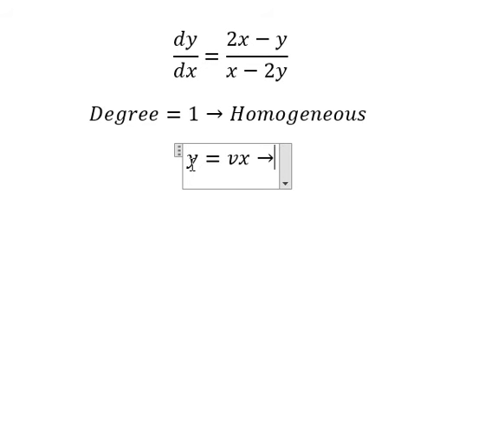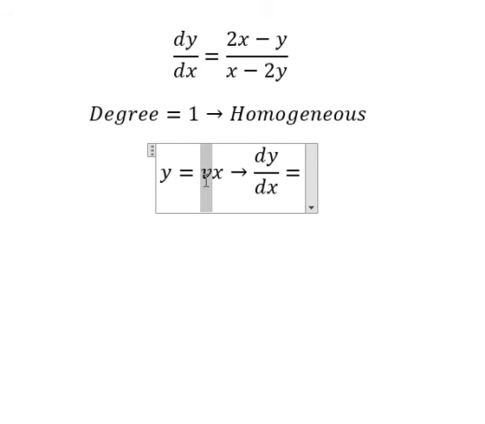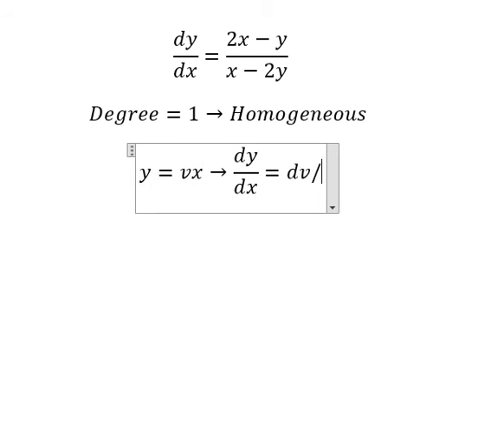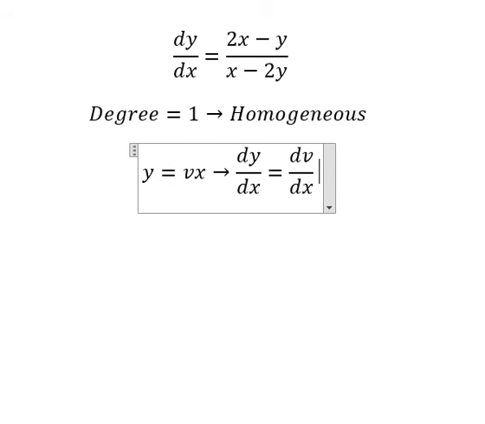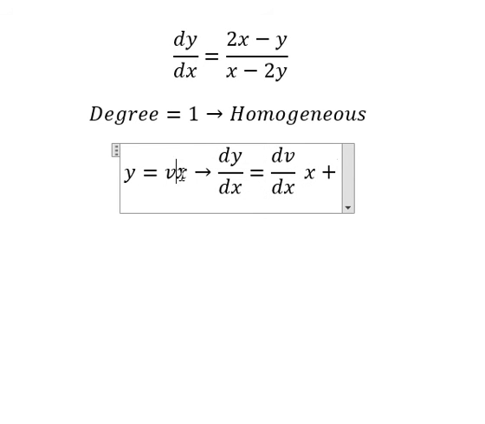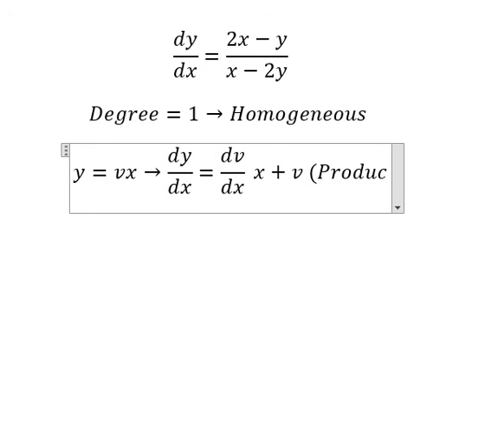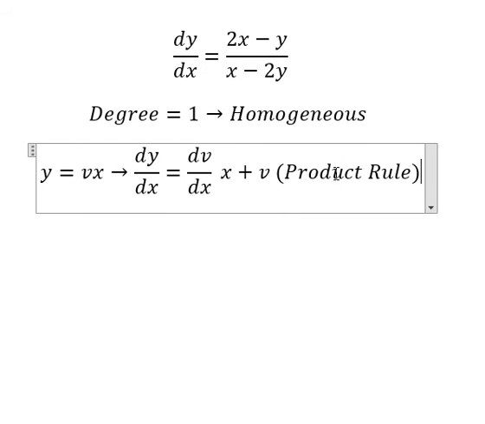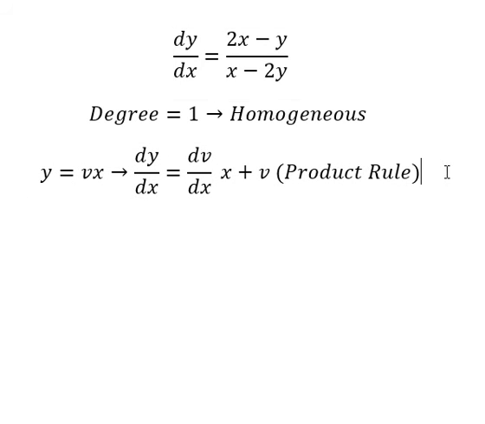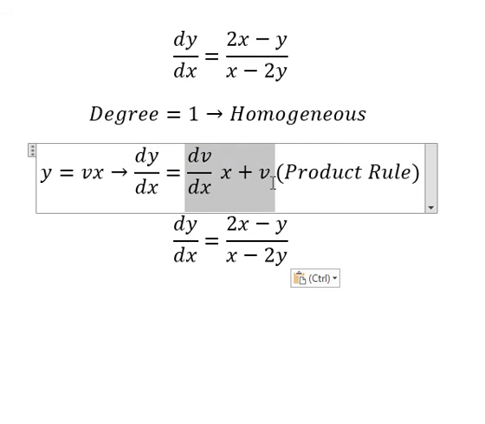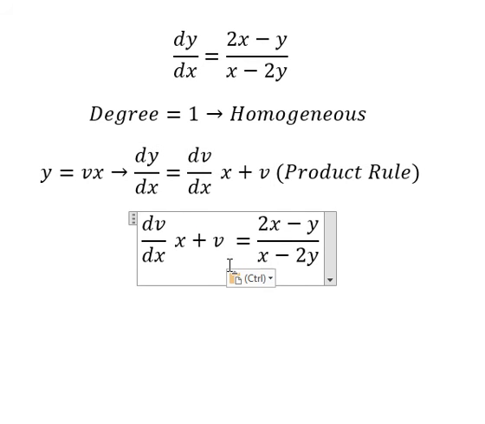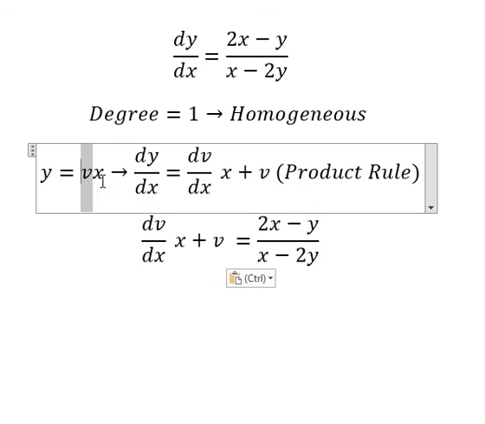Later we need to do first the derivative for both sides. This one we have dv over dx multiplied by x. This one we have number 1, so we have v, and this is about the product rule of the derivative. So this one I will put in here. Y we change by vx.